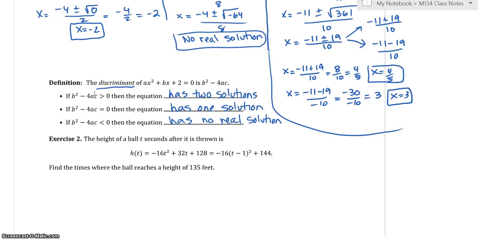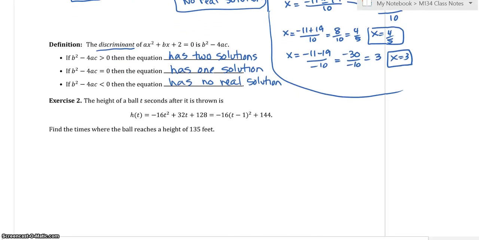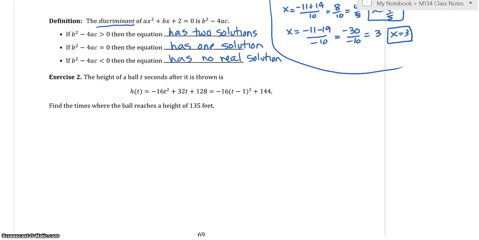So you can use this to try to solve this problem. It says the height of a ball t seconds after it's thrown is, and they give you the formula for h of t. Find the times where the ball reaches a height of 135. So go ahead, this is an exercise, so pause it. We've done one like this before, but now it may not factor. So you might need to use the quadratic formula, or maybe you want to use the quadratic formula because the numbers are so big.